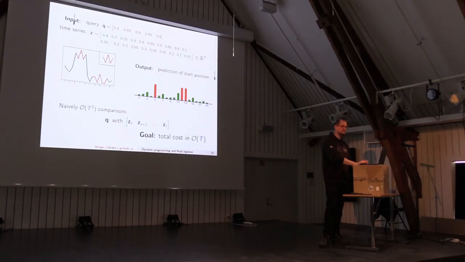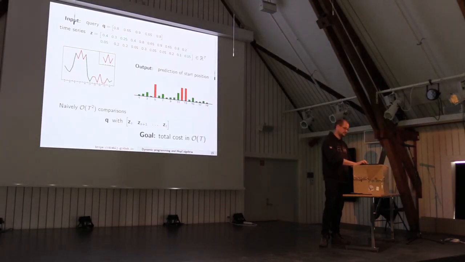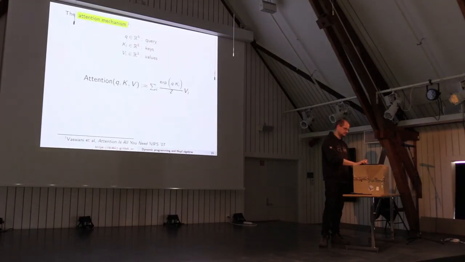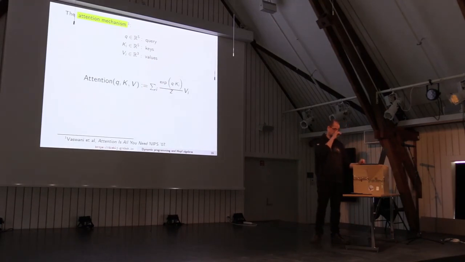So if you do this naively, you just compare Q to any possible stretched thing there, and this works. But yeah, it turns out you can do better. You can do a lot better. This is where the ISS comes into play. Again, we want to do this in linear cost. And for this, I have one slide here on the attention mechanism.